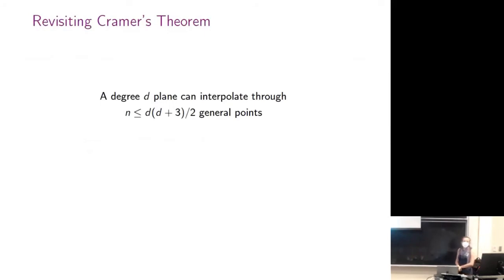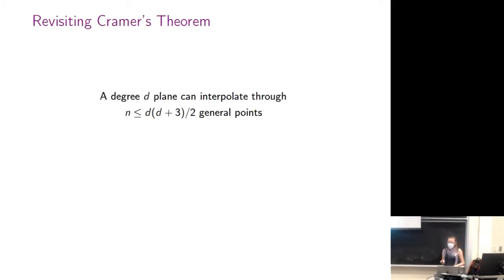Okay, so in order to do that, let's revisit some things where we did actually know what n was. Let's go back to Cramer's theorem, which says a degree D plane curve can interpolate through at most D times (D plus 3) over 2 general points. So in that case, we knew what n was. Okay, so how did we get that number? Can someone remind me? Yeah, we counted the coefficients, right? We looked at the equation, and we counted the coefficients.